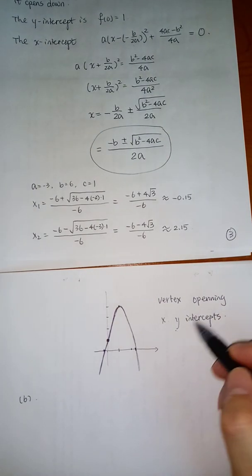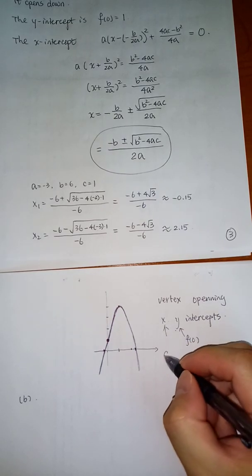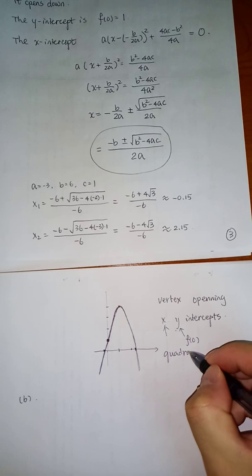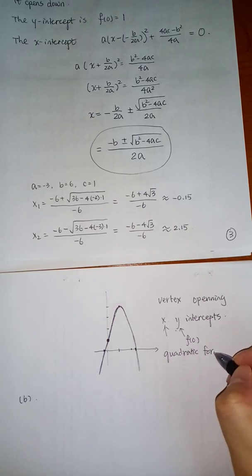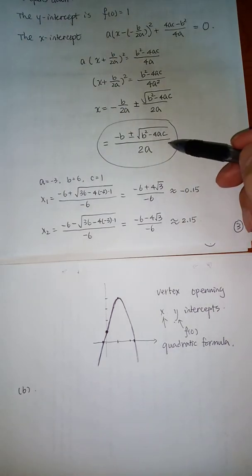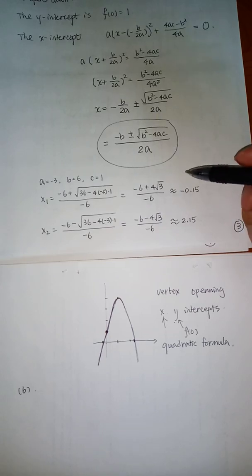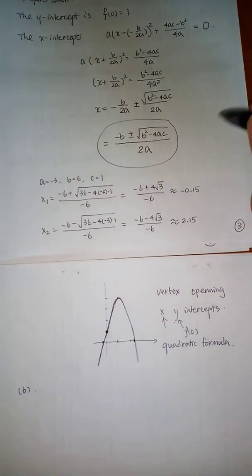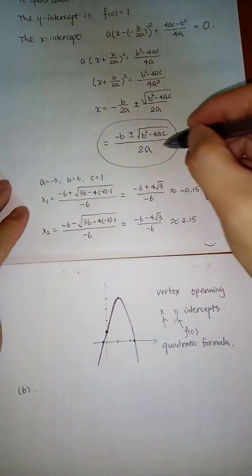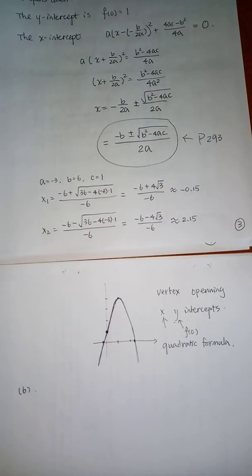And y-axis, f of 0, x-axis, quadratic formula. If you have a general quadratic function, you have to use the quadratic formula. Okay, it's here: negative b plus minus square root of b squared minus 4ac, divided by 2a. And this formula is on page 293. You can find the formula.